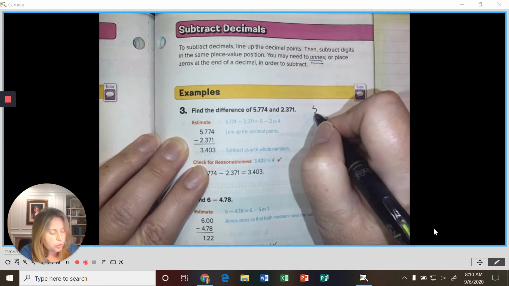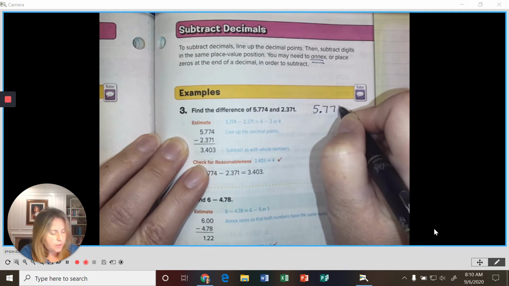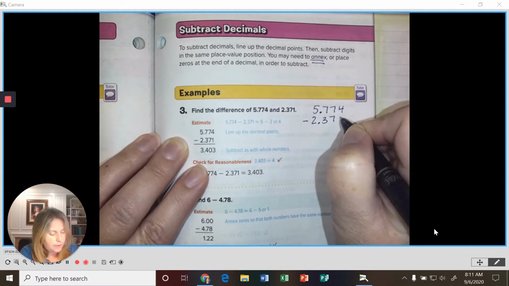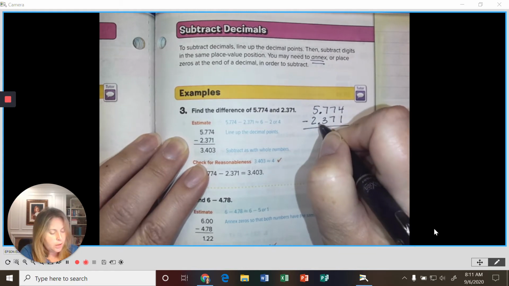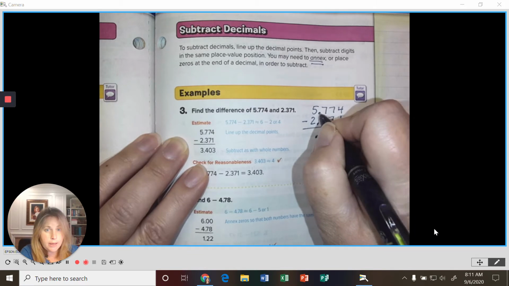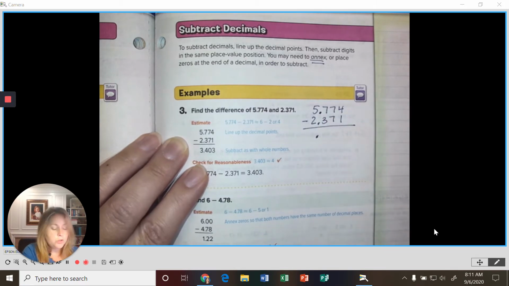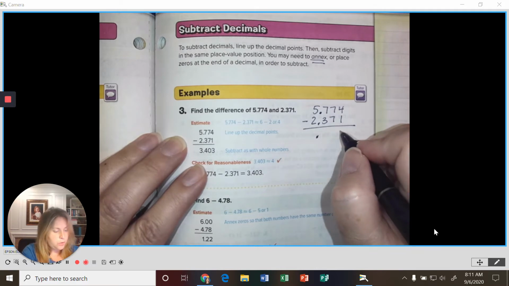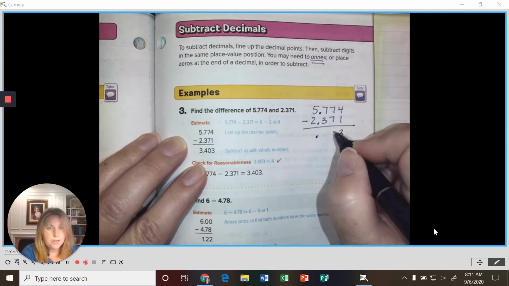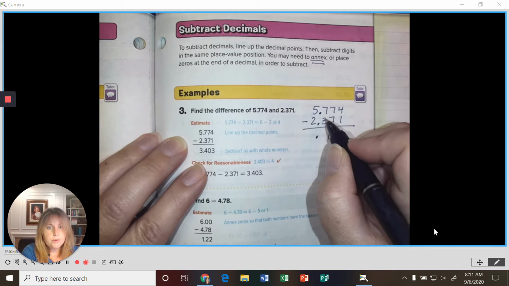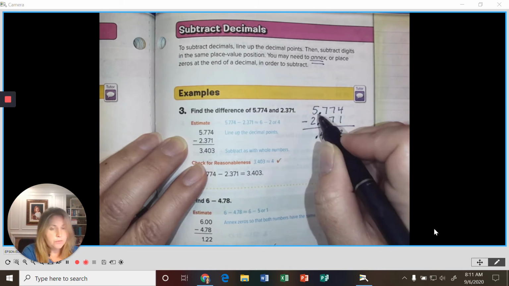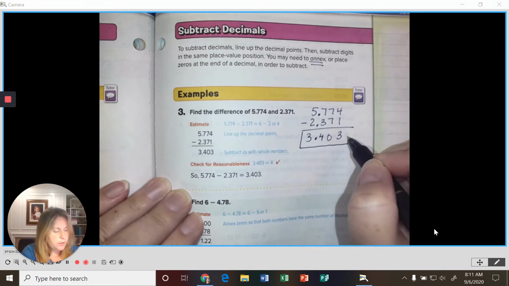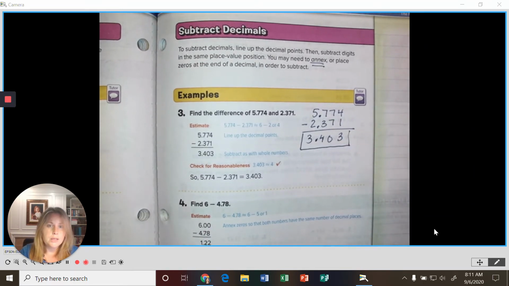So we're going to go ahead and subtract 5.774 minus 2.371. Line up the decimals. Say it with me. Line up the decimals. So then we always work from right to left. 4 minus 1 is 3. 7 minus 7 is 0. 7 minus 3 is 4. And 5 minus 2 is 3. So we have 3.403 and we box our answer.